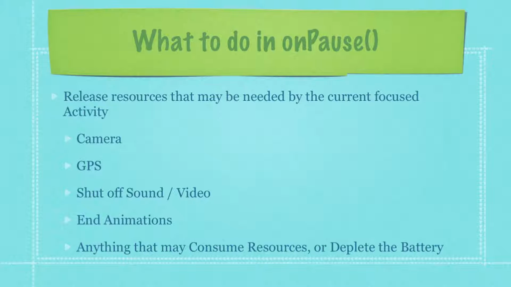And then once again, whenever an activity is resumed, we would once again provide access to these resources that we shut down whenever we entered the onPause method. So if we were using the camera or GPS or sound or video, we would then provide those resources back to the activity whenever it received focus again.